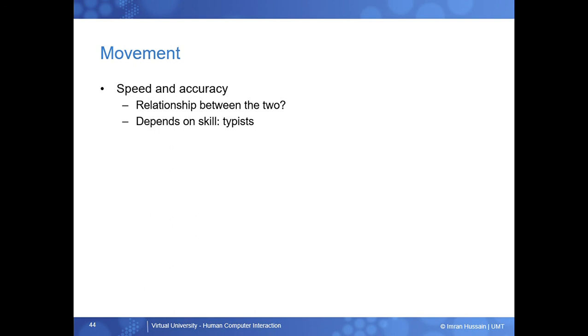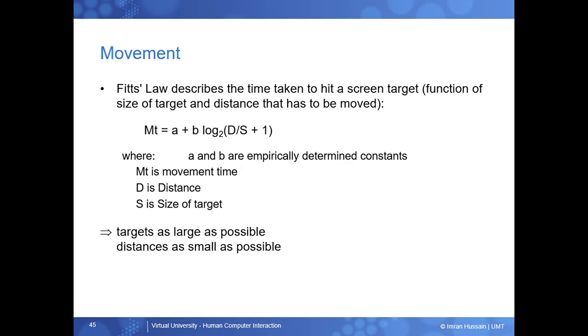Okay, so you have the movement for the speed and accuracy. So what's the relationship between the two? So it depends on the skills. Like the type is ganyan. Okay, this is math. So pass.